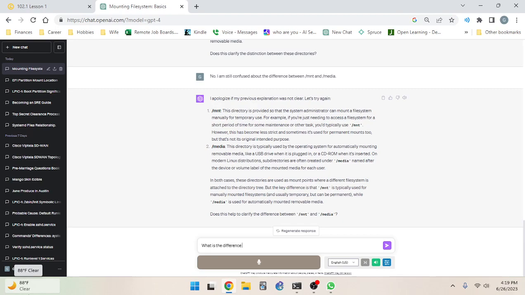So what is the difference between mounting a file system and mounting removable media? What is a file system, and what is removable media? How are they different?